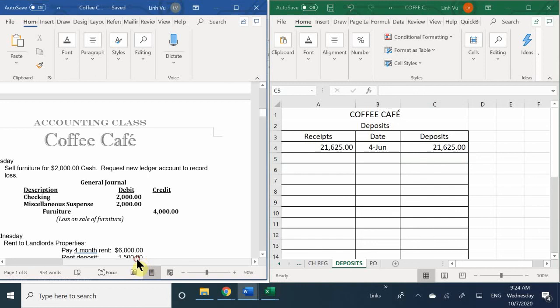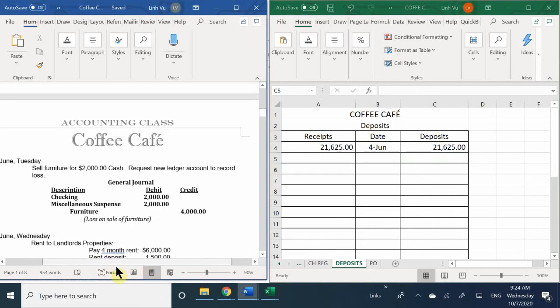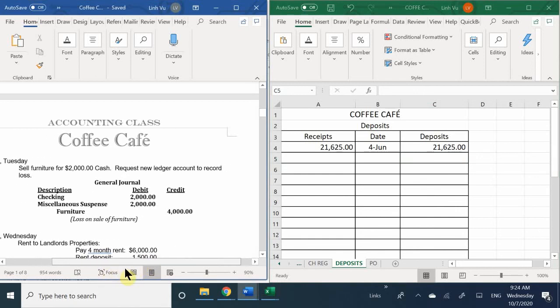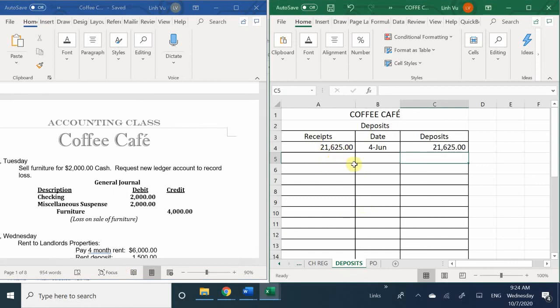Now let's go back to this. So here we're receiving. In that case, you have the receipts, date, deposits. If the deposit is delayed 1 or 2 days, yes, you do have to put the receipt date also. But in this case, we're not the bank. This is our books.